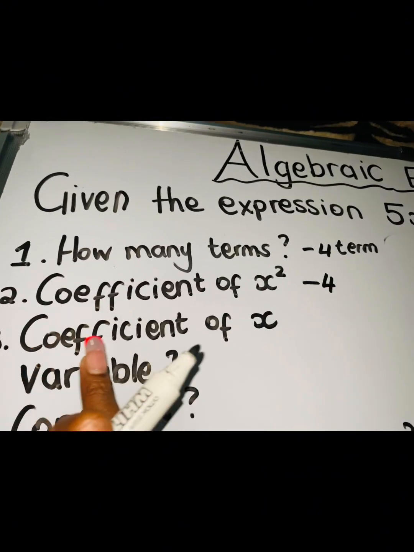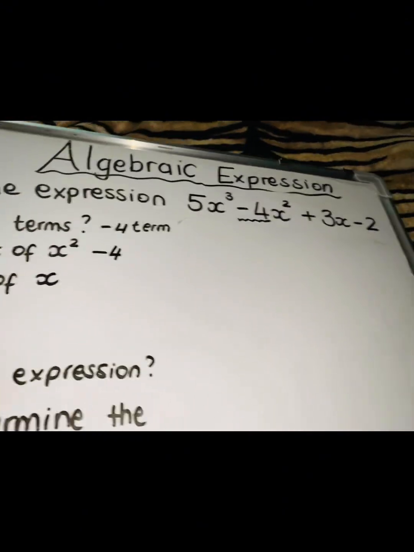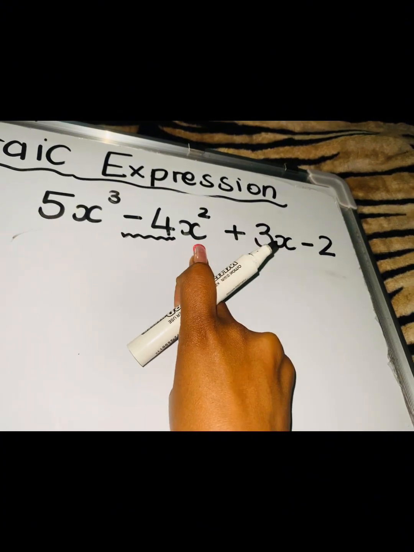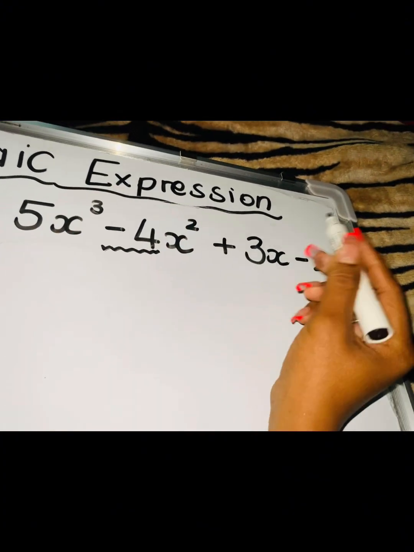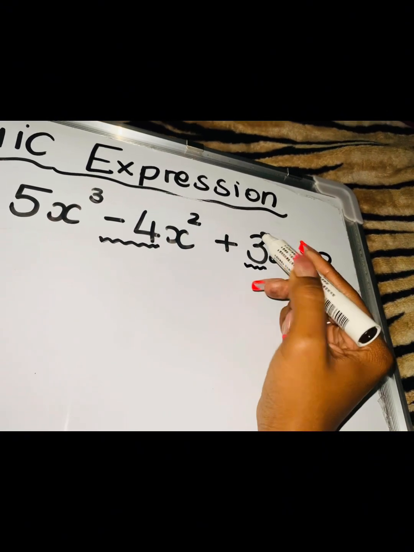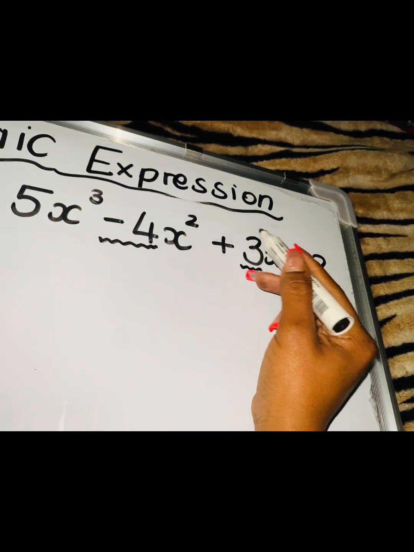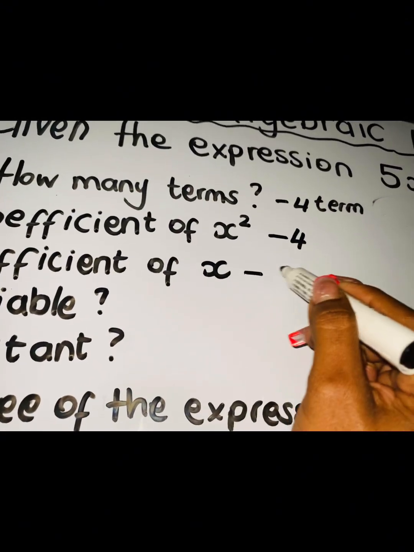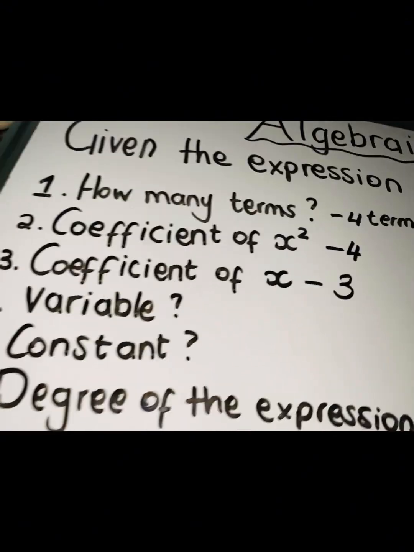Right, they're asking you the coefficient of x. So now we're going to go to x. X is this one, this is x squared, this is x cubed. So x is this one, and they're asking us what is the coefficient, and the coefficient in this case is a positive 3. So we go and we write our positive 3.